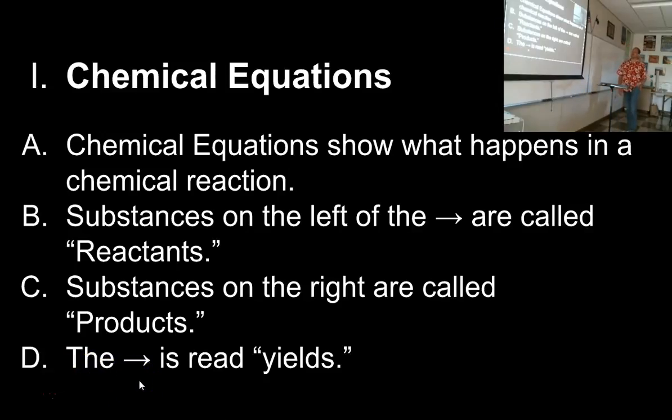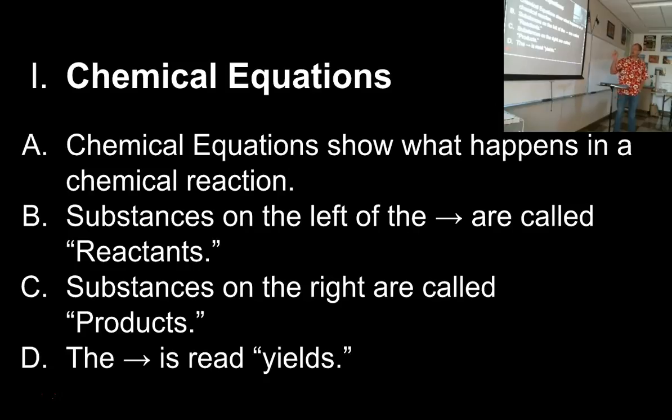A chemical equation shows what happens in a chemical reaction. So a chemical reaction is what goes on in your beaker. And then when we want to write down what happened, we write this math statement sort of thing called a chemical equation. The things to the left of the little arrow symbol we call reactants, because they're the things that are reacting. And the things to the right of the little arrow symbol, we call products, because that's what we've produced. They're the things that we've made.